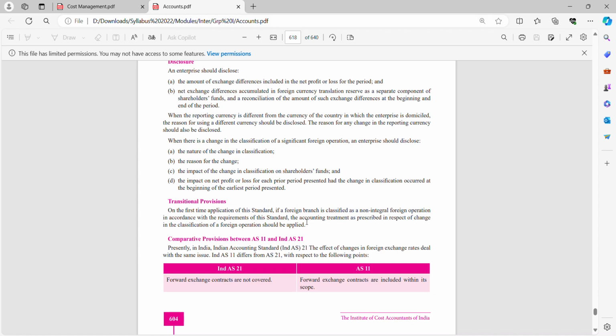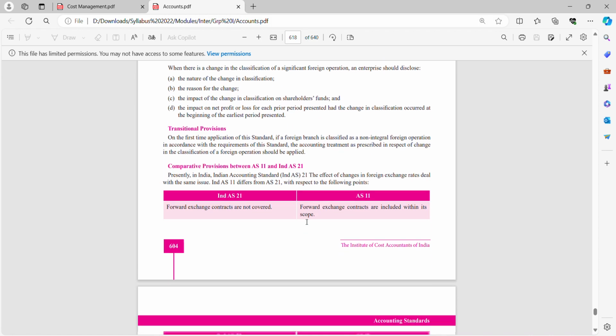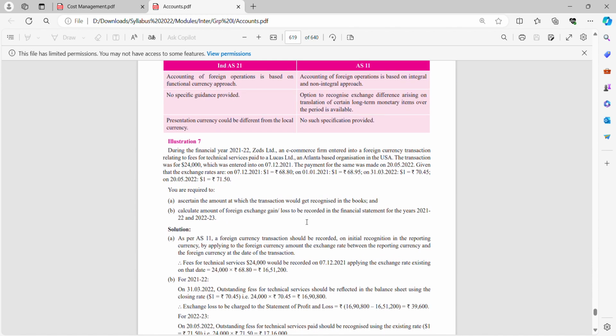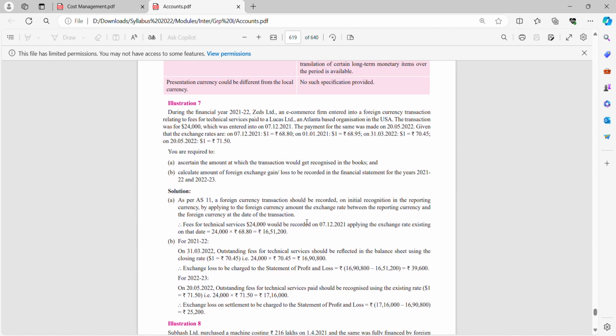So what are transitional provisions? On the first time application of this standard, if a foreign branch is classified as a non-integral foreign operation in accordance with the requirement of this standard, the accounting treatment as prescribed in respect of change in classification of foreign operations should be applied. That is the transitional provision when you need to apply it to your foreign operations. And then you have comparative analysis, that is fine. A quick read, then we'll go for sum number 7.